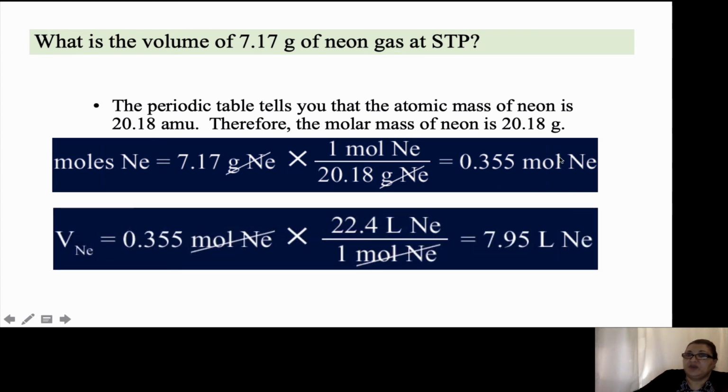Now to go from moles to liters, we start with moles and multiply by 22.4 liters. That gives us the volume at standard temperature and pressure. So there are 2 steps when you see standard temperature and pressure. First, you convert grams to moles, and then moles to liters.